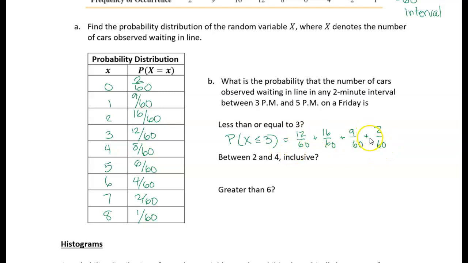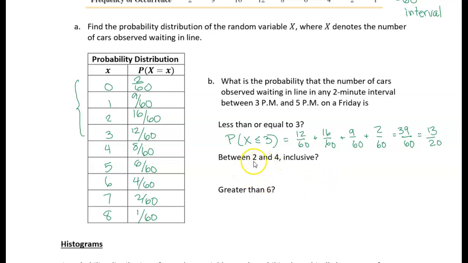Okay, so we're just going to take all of the probabilities where x is less than or equal to 3. Add that up, and I got 39 out of 60. Now I can reduce it if I want to 13 out of 20, or I could write it as a decimal. Okay.